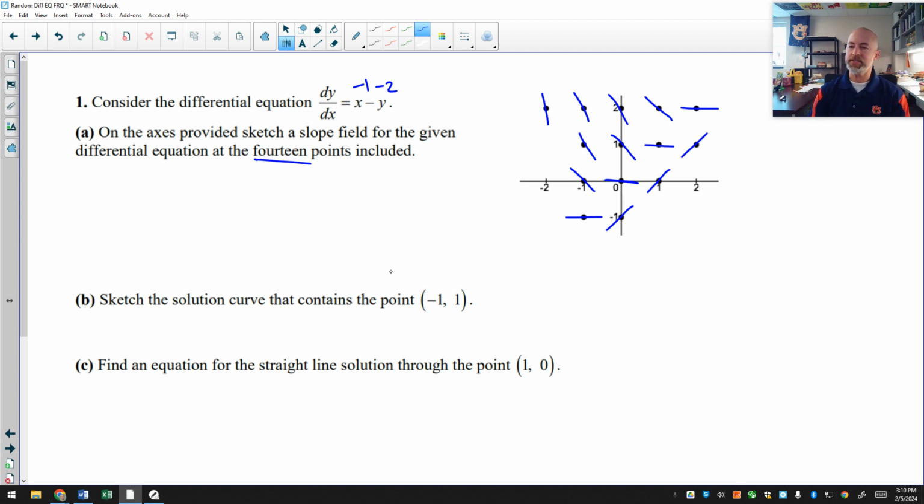Part B, sketch the solution curve that contains the point -1, 1. So for the sake of making this easy to see, I'm going to do this in another color. So -1, 1 is this point right here. Make sure you hit that point. And the easiest way to ensure that is to start at that point and then just follow what the slopes are telling you.